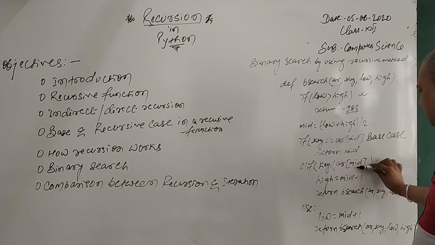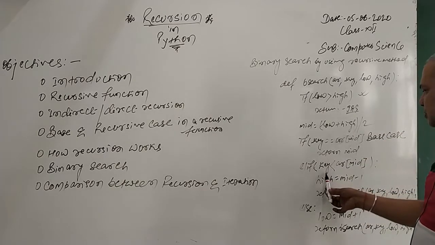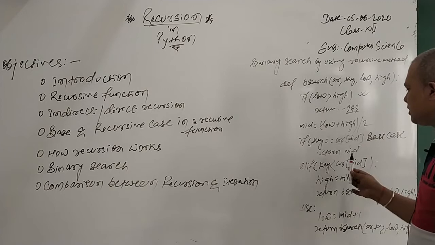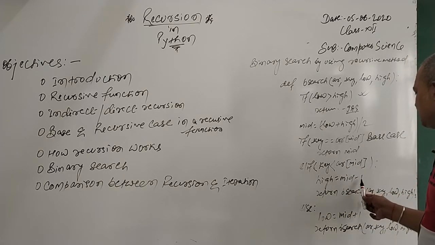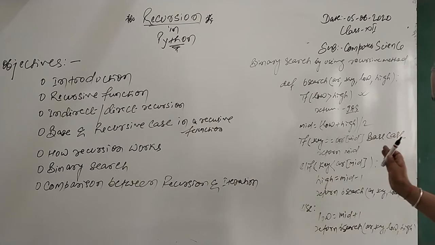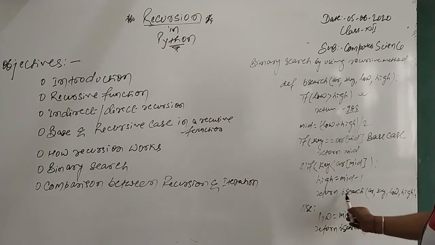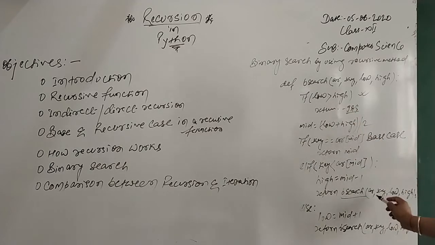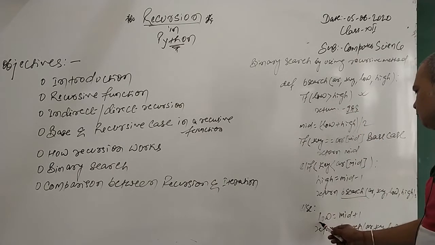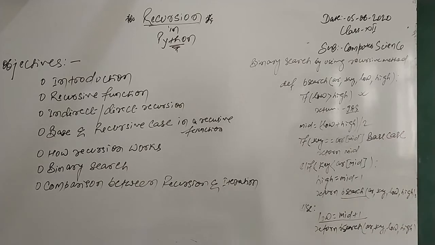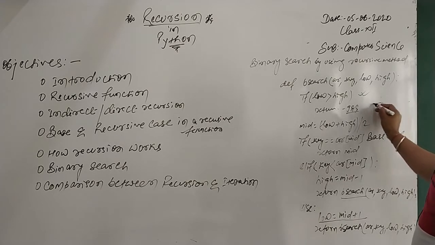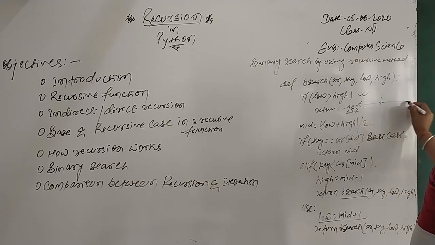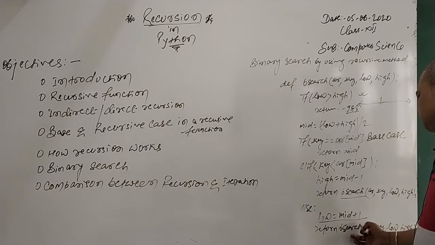If key is less than AR of mid, it means the value of the item that I am searching for is lesser than the middle term of the array, then high will be mid minus 1. It means it will go in the reverse direction, searching the left side of the middle. And it will call the function B search with AR, key, low and high. Else low equals mid plus 1. The low value will increase to mid plus 1. It means our searching will take place from the middle term onward. In the previous case, the searching was in the left direction, and now it is from the middle onward. And again I am calling this function, the recursive case, with AR comma key comma low comma high.